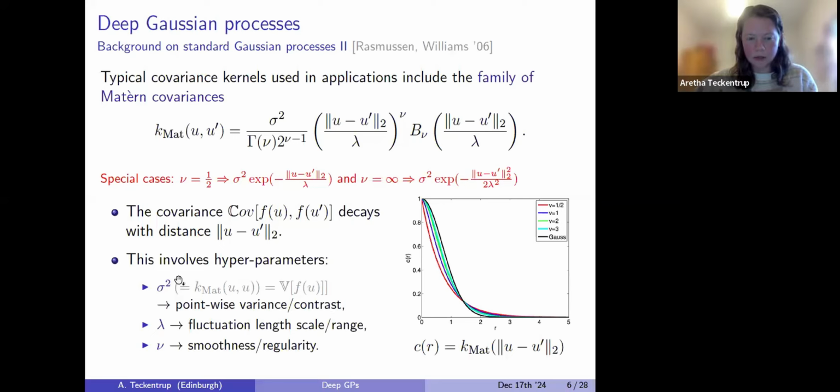So as I said, the Matern kernel has these 3 parameters. The sigma squared is just the marginal variance. If you look at the expression that you get when you plug in the same variable u in the Matern kernel, you can see that that just gives you sigma squared. And by definition, that is just the variance of f at that point. And so the sigma squared is really just the pointwise or the marginal variance. And then you have these other parameters, lambda and nu.